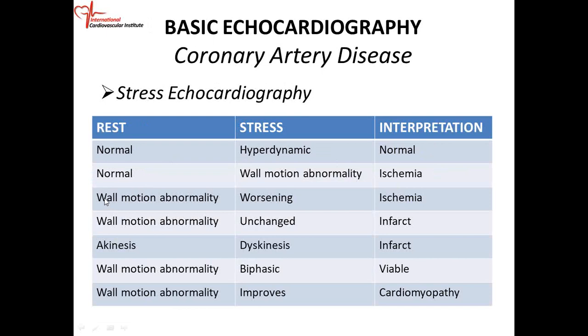If you look at the wall at rest and there's abnormality at rest and it's worsened with stress, then that's also ischemia. You cannot supply enough blood to match the increased demand. So that's ischemia. If you have abnormality at rest, you do your echo, it's abnormal, and it's unchanged. That is what we call infarction.